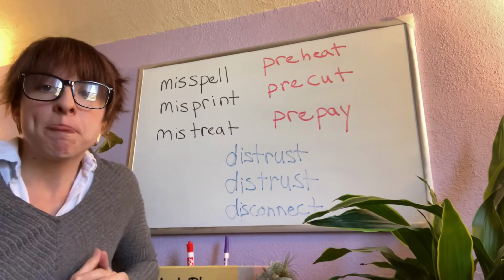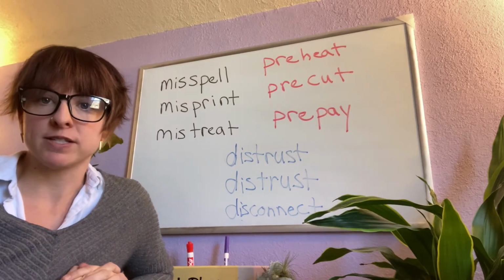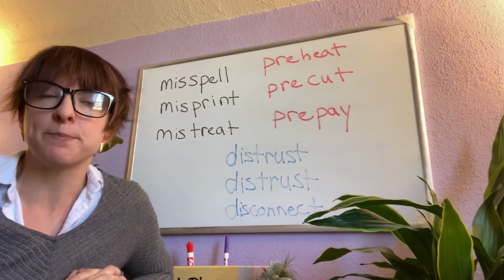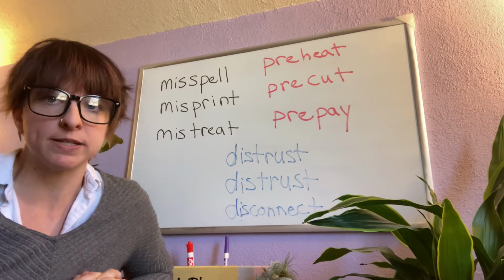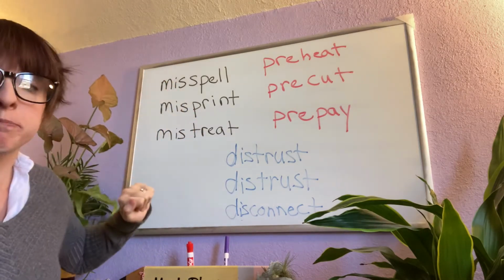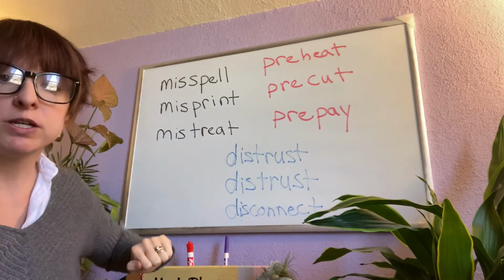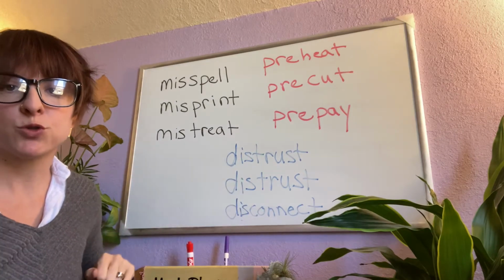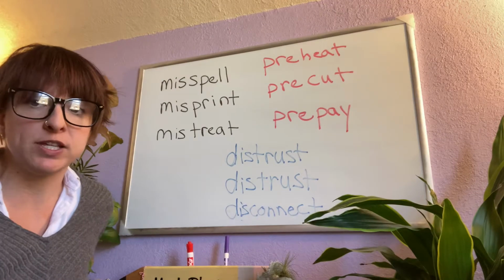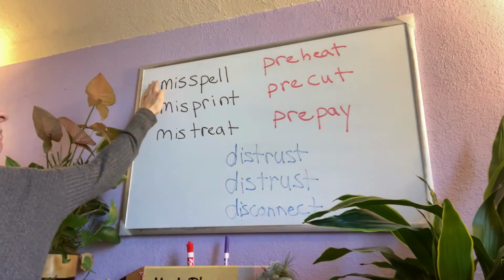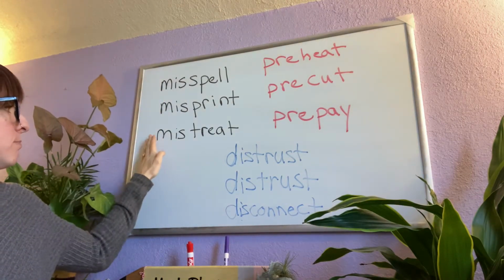For phonics today, I want us to look at these spelling patterns, and I want you to be able to decide what is similar about the words that I have put in these categories. I have 3 words written in black, 3 words written in red, and 3 words written in blue. And I am going to read each of these columns to you. Misspell, misprint, mistreat.